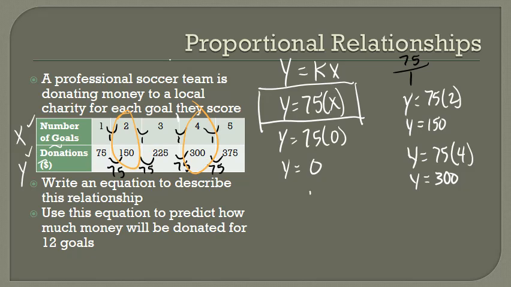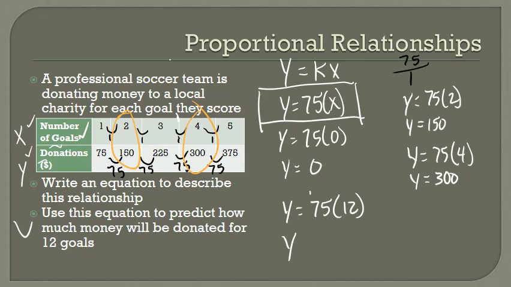And that this equation, y equals 75x, is true to represent the data that I have been given. Now, lastly, it says use this equation to predict how much money will be donated for 12 goals. So I'll go y equals 75, and I'm going to substitute 12 in here for x, our number of goals.